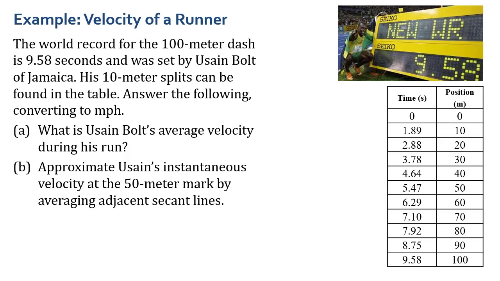Let's start with part A. What is Usain Bolt's average velocity during his run? Velocity is another word for speed. So how fast was he running? Well, we know that he ran 100 meters in 9.58 seconds. So we'd be able to say his average velocity is 100 meters in 9.58 seconds.